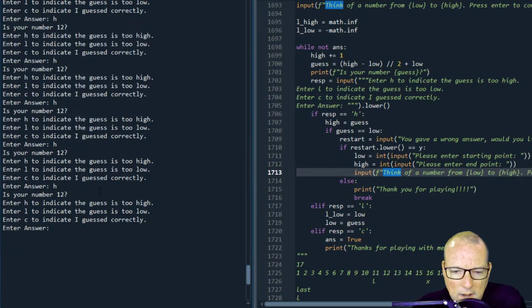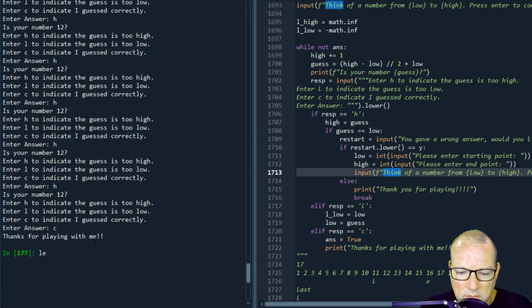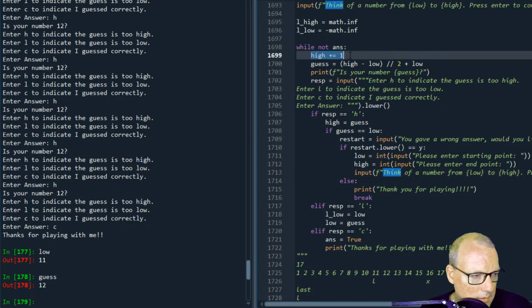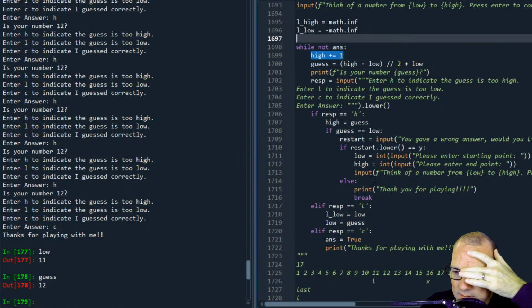Anybody seeing what I might be missing? Okay, so let's do correct. Let's test and see. So what is low right now? And what is guess? 12. Okay, so why? Oh, okay. So this is a perfect example of order of operations. I'm moving my high point every time, so my guess will never be right. So this is not quite the right spot. This needs to happen outside and down here.